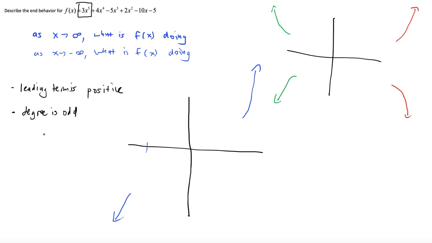So we say up and to the right, which means that f of x is approaching positive infinity, and down and to the left, which means that f of x is approaching negative infinity. So that's the more technical way to write it. As we're going to the right, which means as x is getting bigger, f of x is also getting bigger. And as x is getting smaller, or as we're going to the left, the y values are getting smaller, which means f of x is approaching negative infinity.